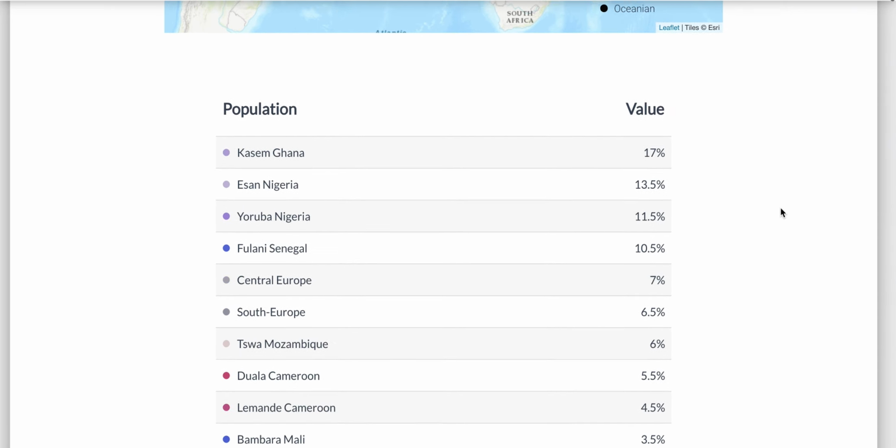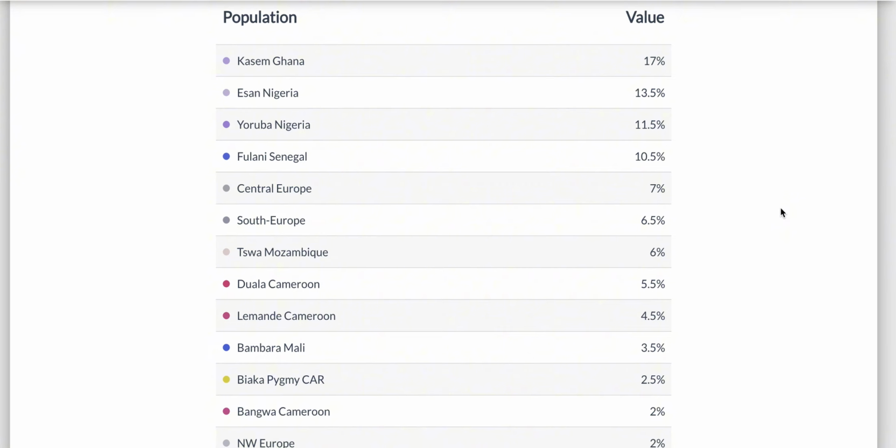what shows up here. Okay, so as you can see, these are all of the breakdown for the 200 fragments. Now, I'm not going to read all these, but I will stop the screen here so you can take a look at each one. And I can maybe just go over the top ones. So Kasem Ghana, which is 17%. And I believe Kasem is the northern part of Ghana, but I'm going to double check that. And then Isan, Nigeria, that always shows up, and Yoruba, Nigeria, that also always shows up for me as well.